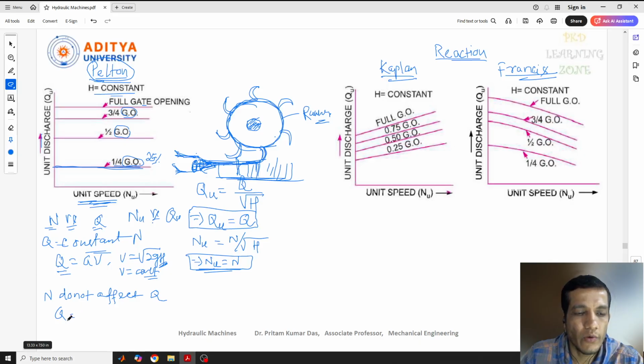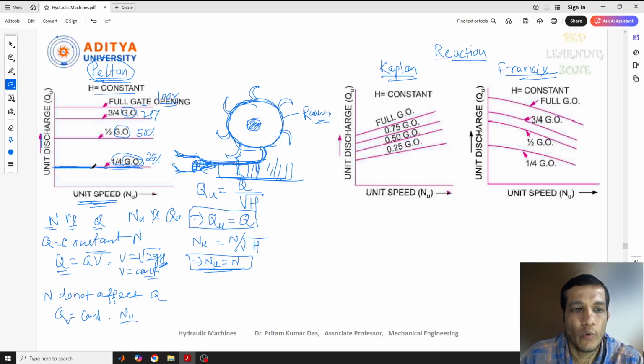A Q equal to constant at increment of unit speed. Then one more thing I told you, that 25% of gate opening. Okay, so the gate opening also, it may be 25%, this is suppose 50%, and this is 75%, and this is full gate opening, in the sense 100%.